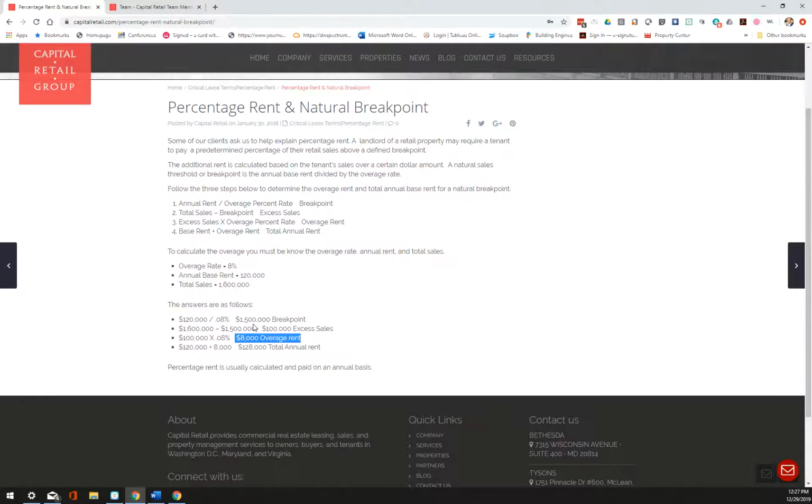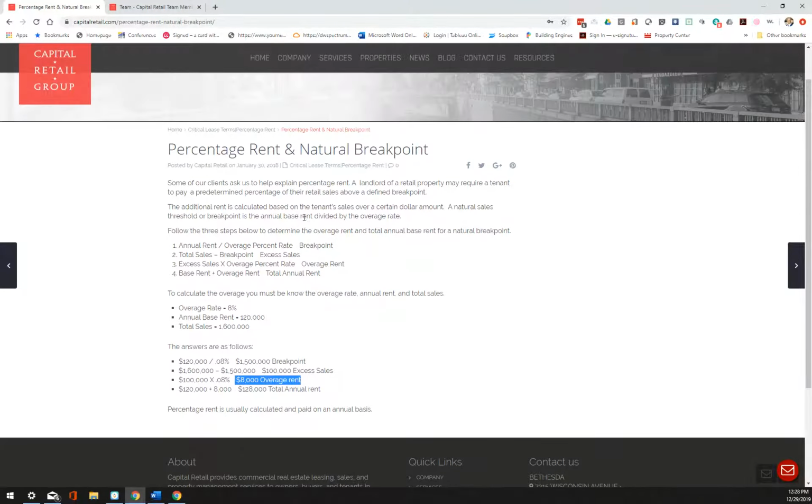The percentage rent is typically calculated and paid on an annual basis. So at the end of the year, you'll also see another clause in your lease that talks about sending in what your total sales are. And you'll find that the landlord wants to see that those are done by a CPA, not just made up by you to sort of underestimate, if you will. That's their concern, underestimating your sales to avoid the natural breakpoint.